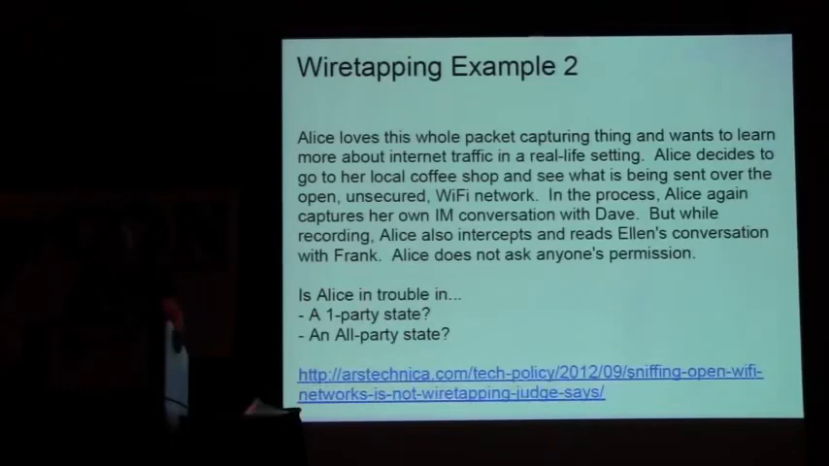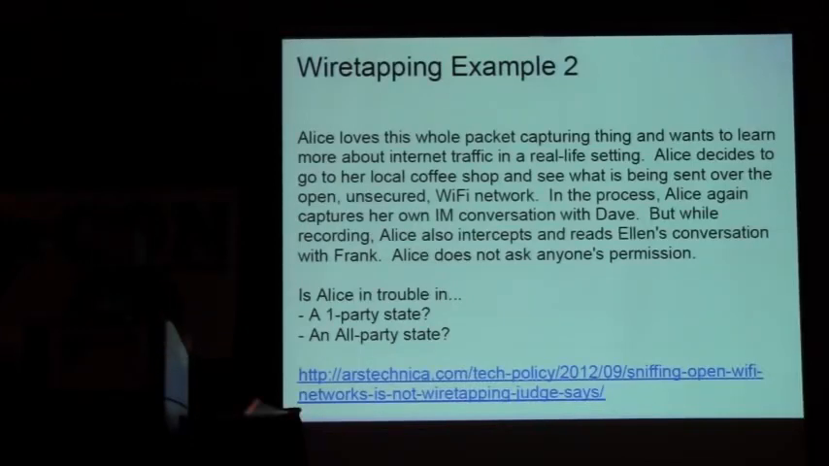Is she in trouble? Well, it seems kind of obvious. We already went over the one with Dave, so maybe, maybe not. But it seems pretty obvious that with the conversation between Ellen and Frank, she doesn't know these people. She's just reading what they're writing each other over the internet. It seems like, duh, it's wiretapping. What else do you need?